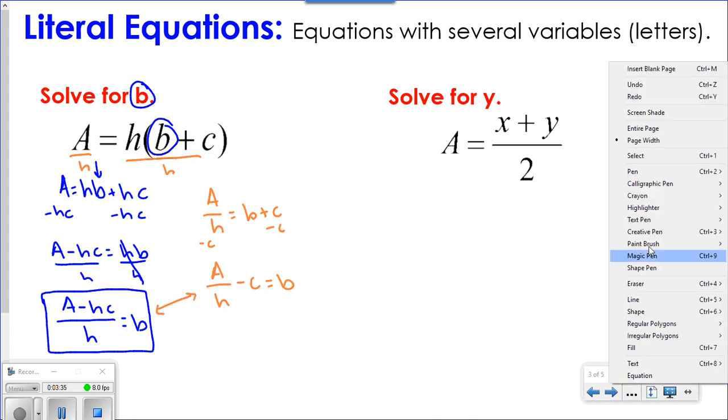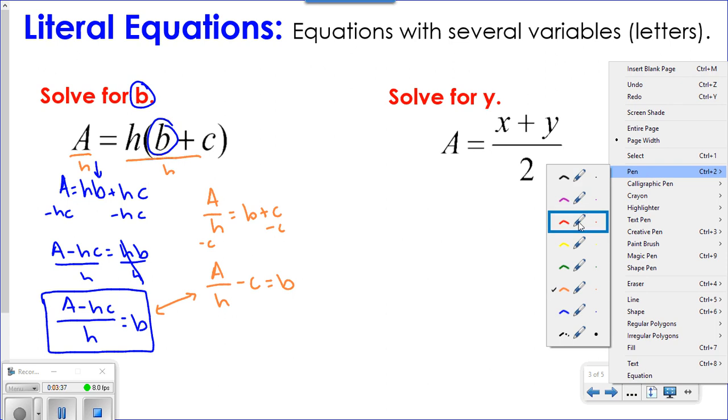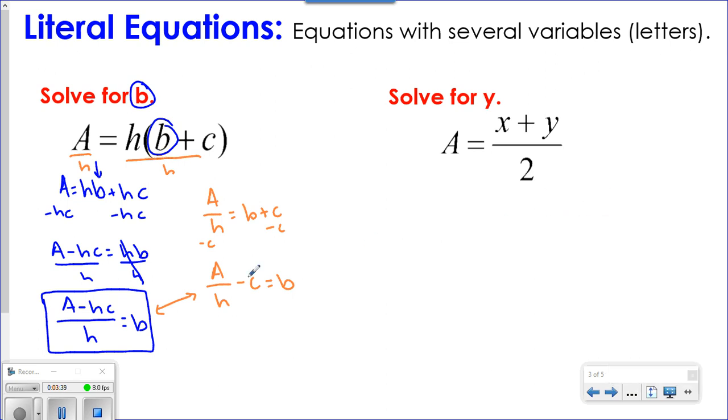Okay? So if this were a multiple choice question, you would need to be able to recognize that those represent the same thing. If I multiply by h over h to get a common denominator, then we would have a over h minus ch over h equals b. And that would get us back to this expression over here.